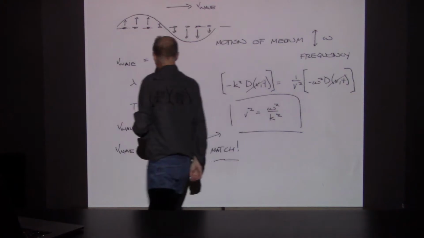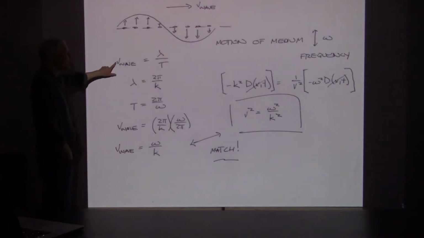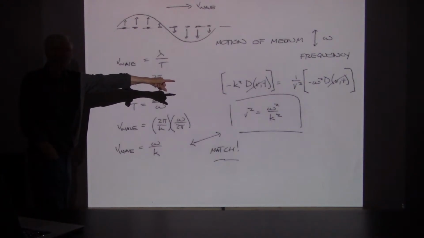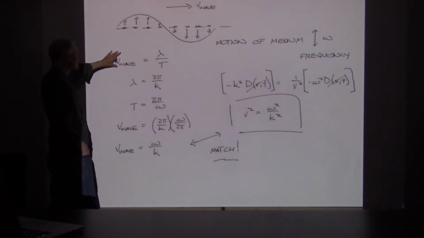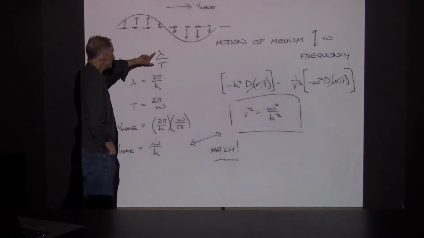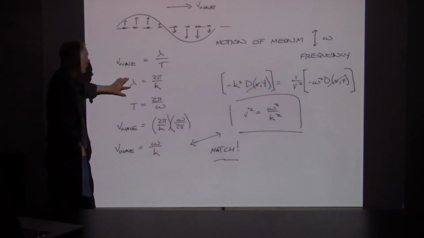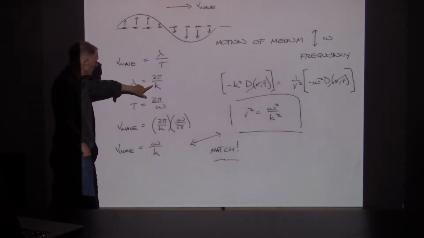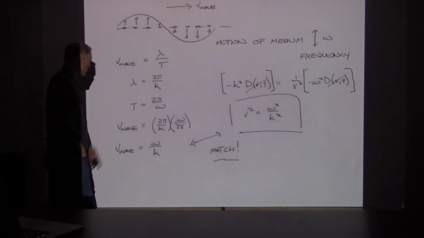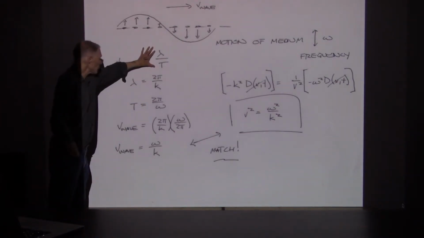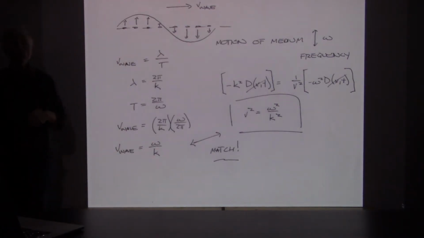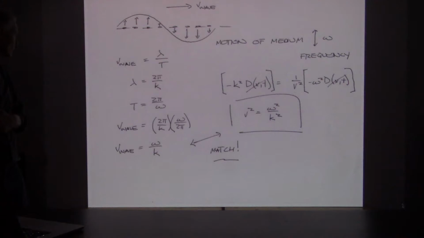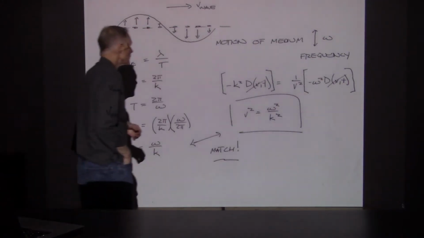Now, what we've got to do then is ask, well, what is v? V is the wave speed. So we really should have the wave speed written right here. So v is the wave speed, and that's going to be a wavelength over a period. Now the wavelength is 2 pi over the wave number, and the period is 2 pi over omega. So if I substitute those in, I can show that the wave speed is given by omega over k. So the radian frequency divided by the radian wave number gives us the wave speed. And that says that it's a match.